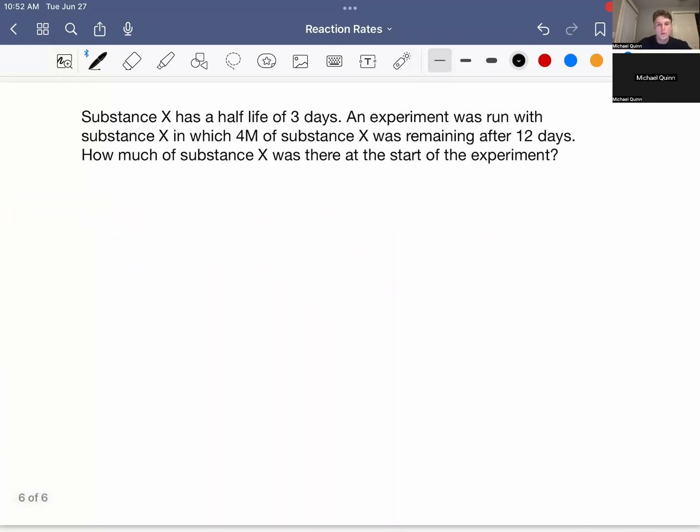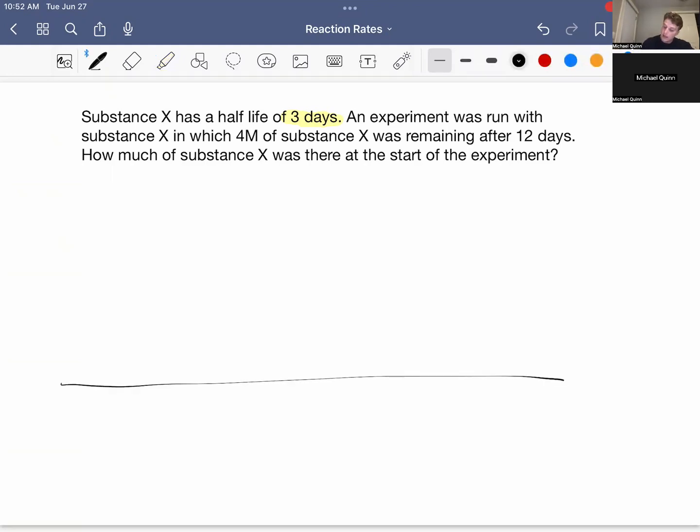So what if we are met with a problem like this? It says substance X has a half-life of 3 days. So what we can see is every 3 days, we will see substance X half its original value. So an experiment was run with substance X in which 4 molar of substance X was remaining after 12 days. How much of substance X was there at the start of the experiment?